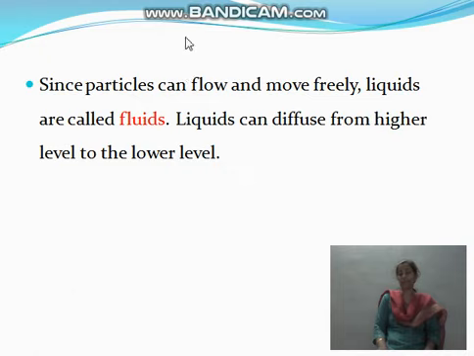Since the particles can flow and move freely, liquids are called fluids. So they are called fluids. Liquids can diffuse from a higher level to a lower level.